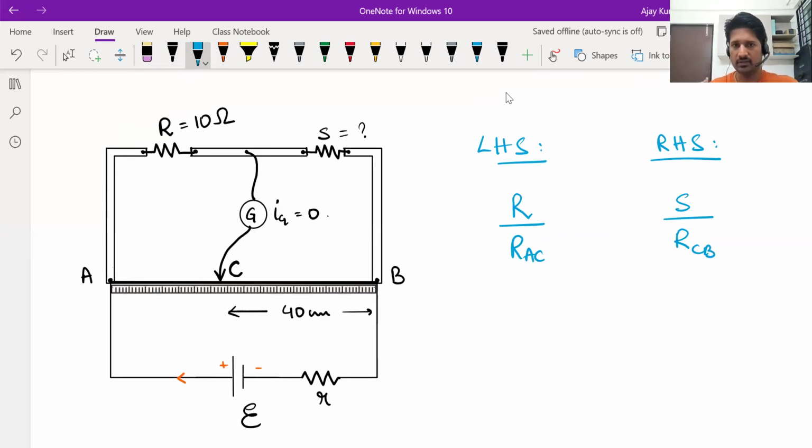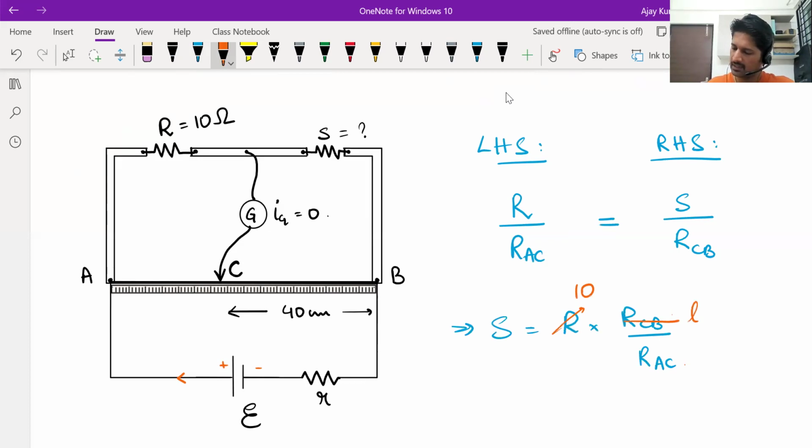Okay. And we know that this Wheatstone bridge is balanced. The current in the galvanometer has become 0. So these two are equal. Therefore, the unknown resistance S becomes R multiplied with resistance between C and B divided by resistance between A and C. R is known to us, 10 ohms. And R_CB divided by R_AC will be equal to length from C to B divided by the length from A to C, because they are part of the same uniform wire.